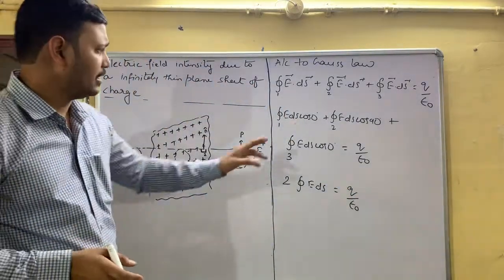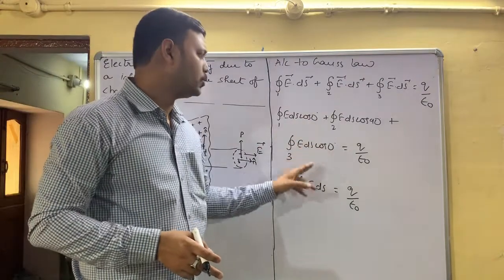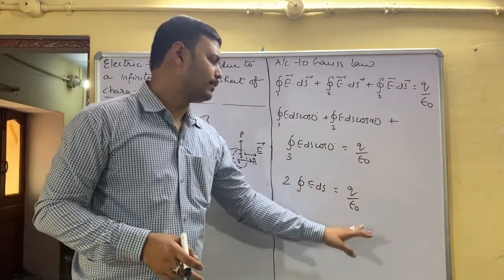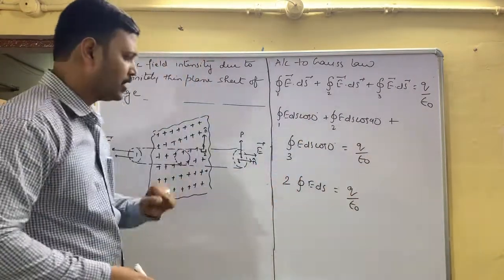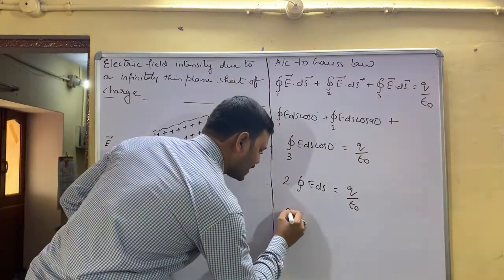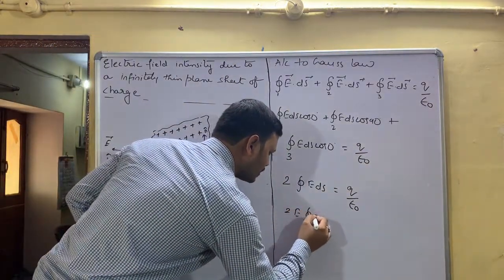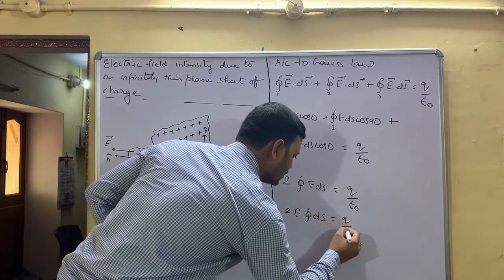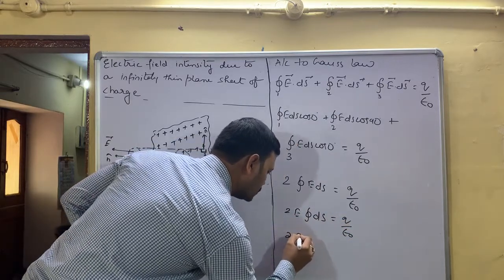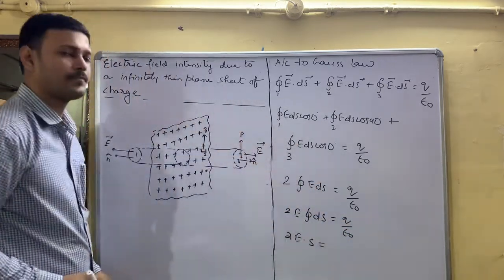It is very easy. This part is 1, this part is 1. 2 E dS equals Q upon epsilon naught. This part is 0. So E is again constant. Let's take E as constant. Closed integral E dot dS equals Q upon epsilon naught. 2 E dot S is equal to.